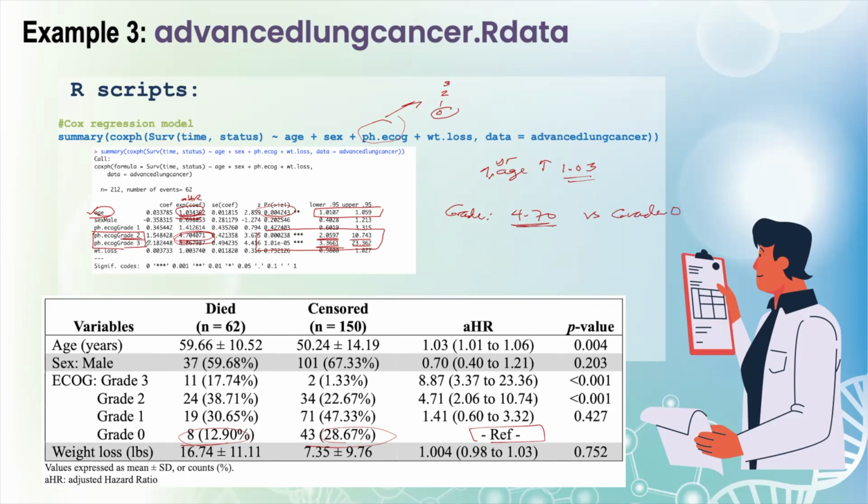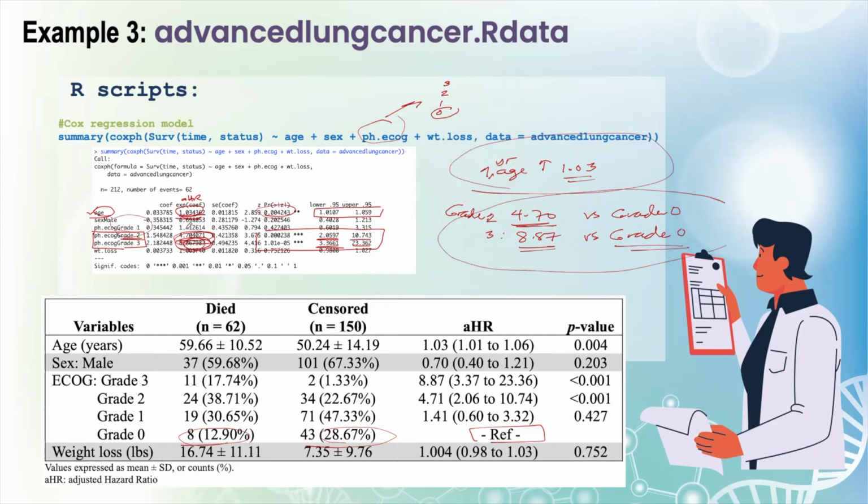And grade 3 ECOG patients, those who had grade 3 in ECOG, this is grade 2, this is grade 3, is 8.87 times versus grade 0. So patients with grade 3 ECOG are 8.87 times likely to die as compared to grade 0. So these are the two interpretations.